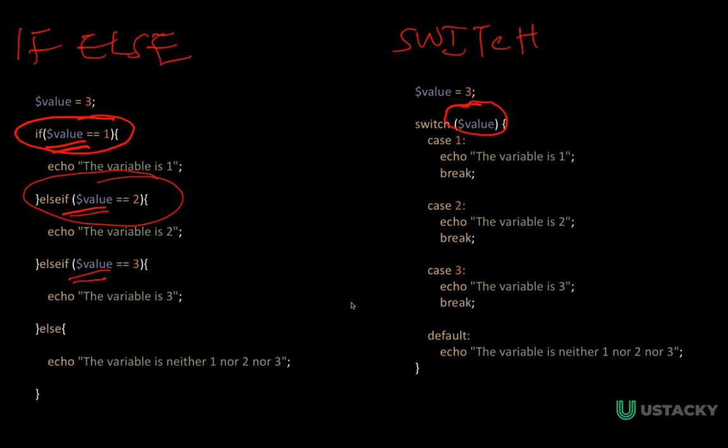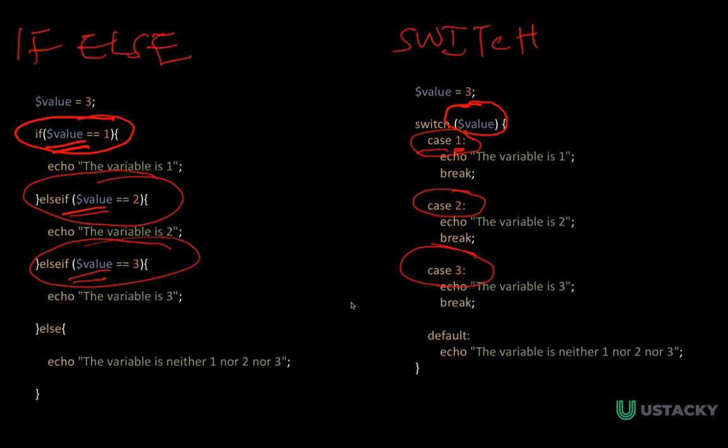When you are doing the comparison, you don't repeat the reference. You only write case and the value to compare with the reference. In this case, it is 1. So case 1 is similar to having something like if $value is the same thing as 1. And here you have case 2, instead of having else if $value is the same thing as 2. The same thing as case 3, instead of having else if $value is the same thing as 3.